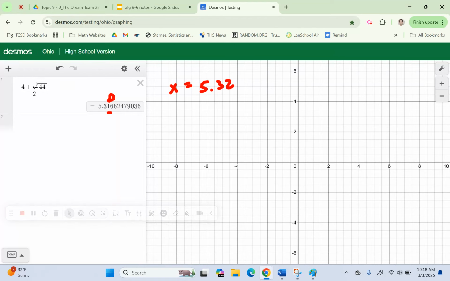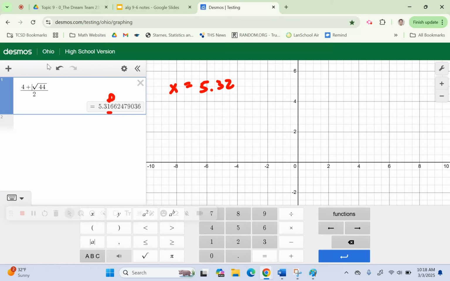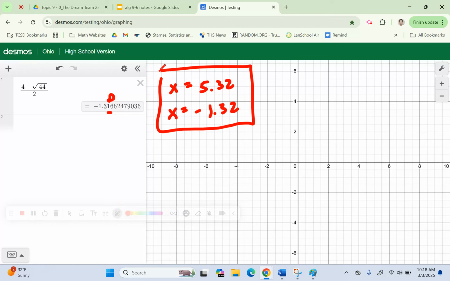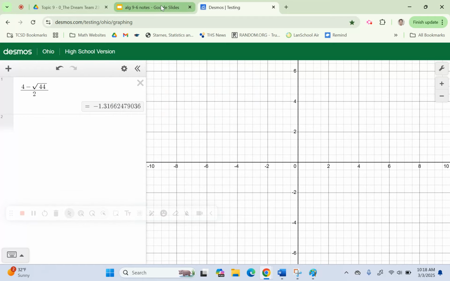And now you simply have to take this and change that to a minus sign. That's easy, that's all. And now we get negative 1.31. And again, that 6 rounds that 1 up to a 2. A lot of times that happens. The way the decimals end are pretty similar. So this is negative 1.32. And there are our 2 x-intercepts for this problem. Never going to find that using factoring. So that's why the quadratic formula is very important. Perfect. All right, so there's example 1.